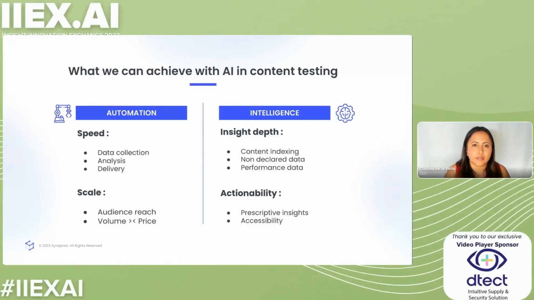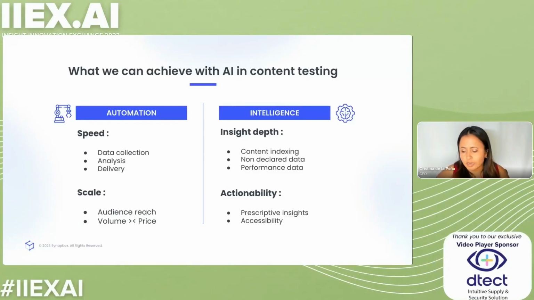Now, intelligence. One main factor is insight depth. As we said, since the 80s we've been testing probably the same way with a lot of surveys. But what if we can go deeper? What if we could integrate different layers of data? One of the challenges of integrating more layers of data is that analysis becomes more complex. But that's where intelligence with AI comes in. So we can actually add more layers and have insight that is deeper and more intelligent, but that doesn't cripple us with a lot more analysis time. And then finally, actionability. We're talking about having prescriptive insights and accessibility to them as well.